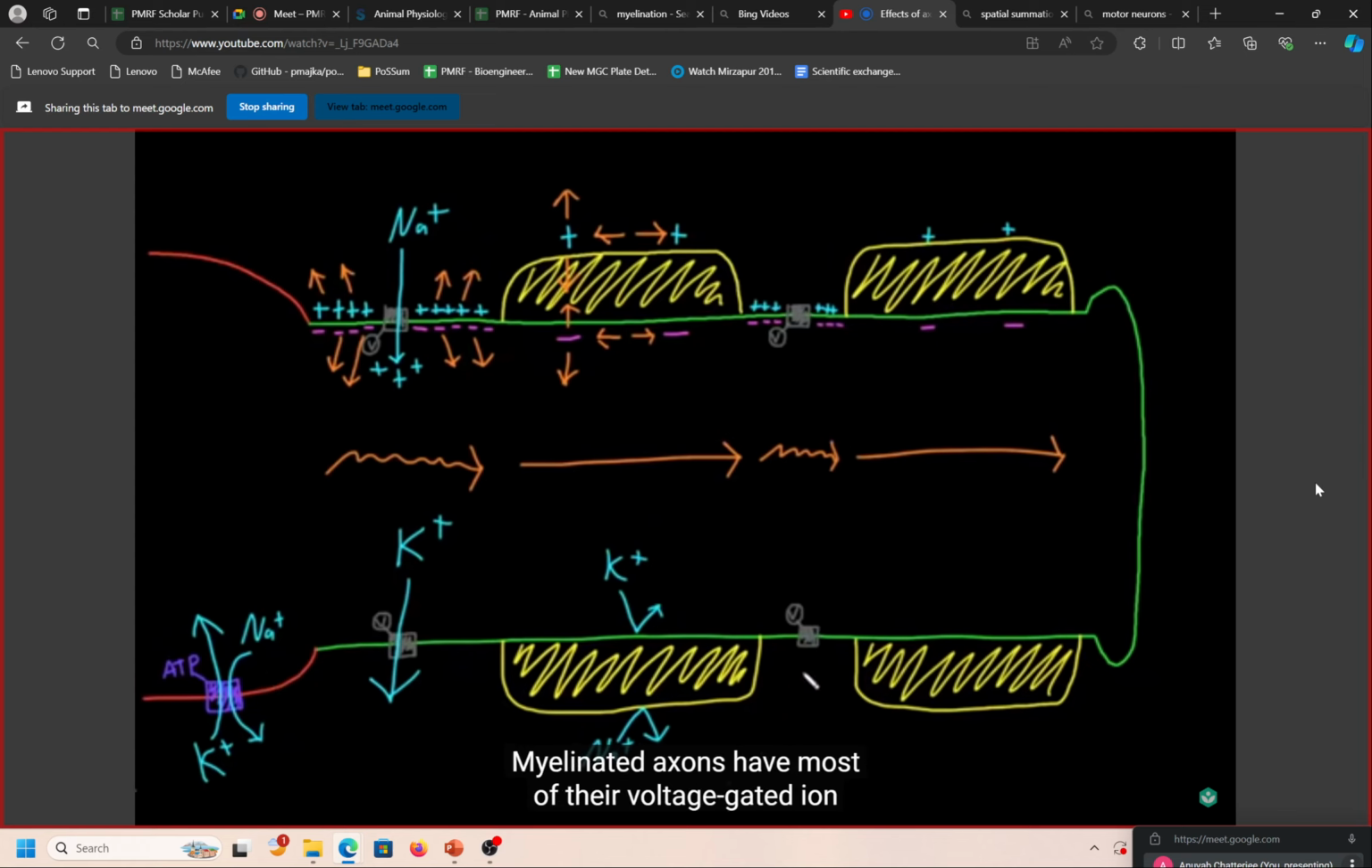Myelinated axons have most of their voltage-gated ion channels at the nodes of Ranvier, so that while an action potential is conducted faster through a myelinated segment, it actually does decrease in size a little bit as it's going along. The nodes of Ranvier, therefore, are necessary to regenerate the full size of the action potential so that it can continue all the way down the axon.